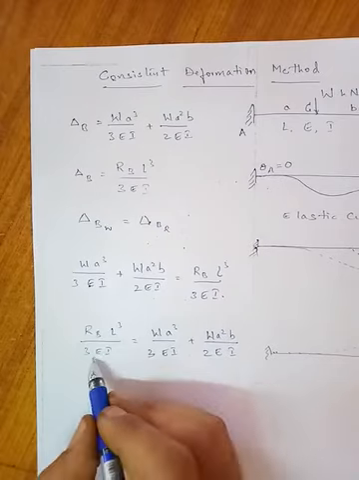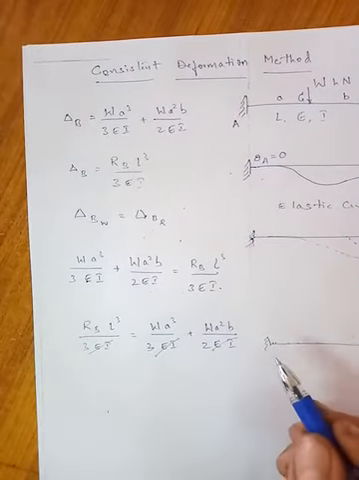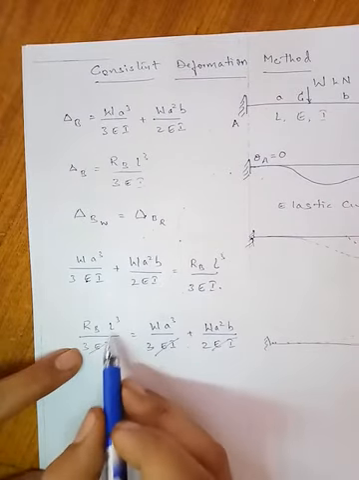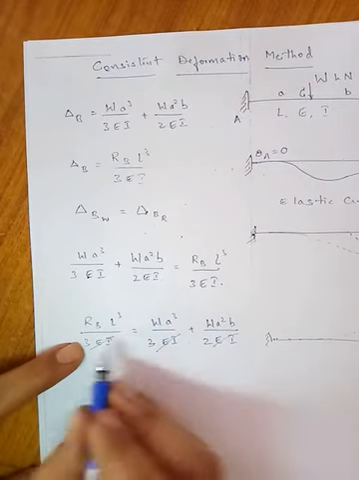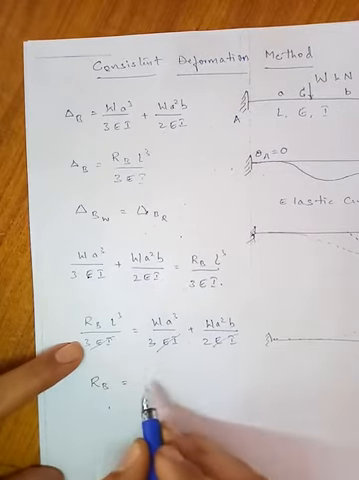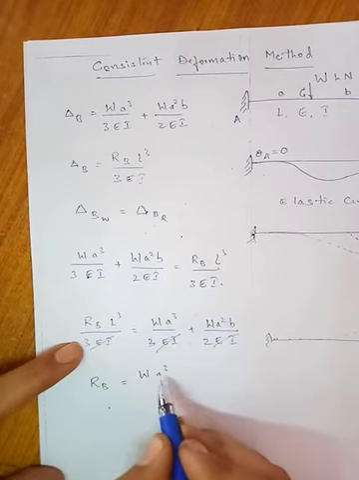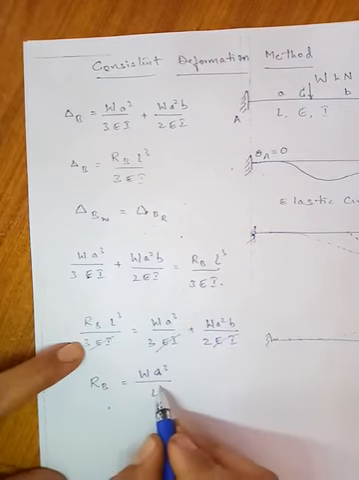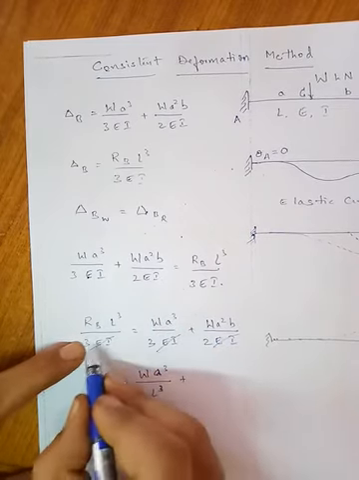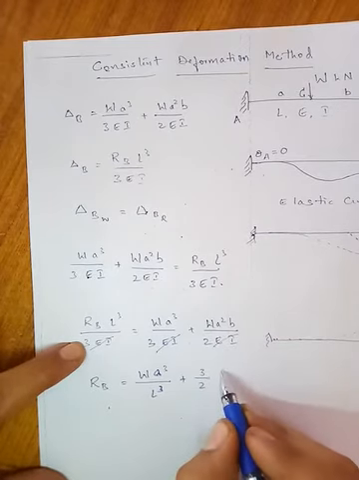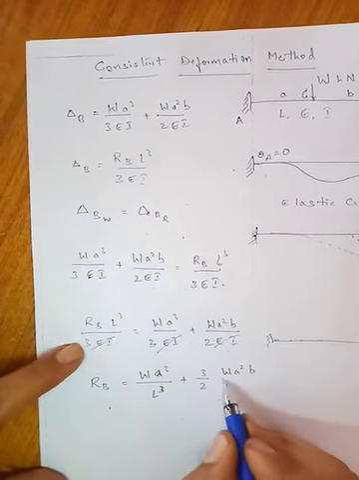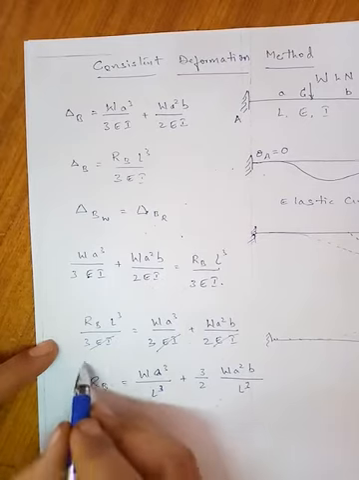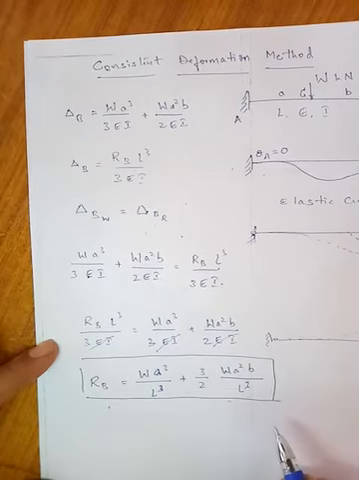Since EI is constant throughout, I can cancel it. Then multiply this entire equation with 3 and divide it by L cube, or simply transfer this. So we are going to get RB is equal to W A cube upon L cube, the 3 cancels each other, plus 3 comes on this side, so you will get 3 by 2 W A square B upon L cube. This is the equation for support reaction RB.